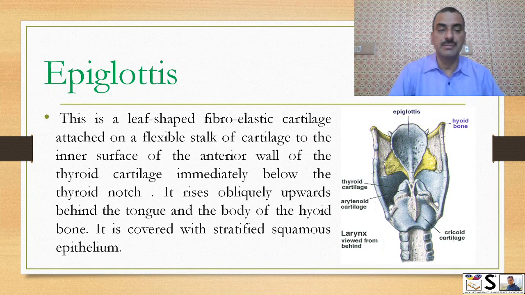Epiglottis. Epiglottis is the leaf-shaped fibroelastic cartilage attached on a flexible stalk of cartilage to the inner surface of anterior wall of thyroid cartilage. Here, this is stalk and it is attached here immediately below the thyroid notch. It rises obliquely upwards behind the tongue and the body of hyoid bone. It is covered with stratified squamous epithelium.